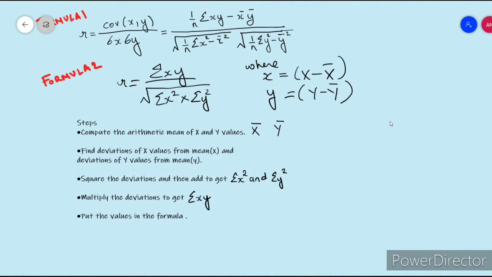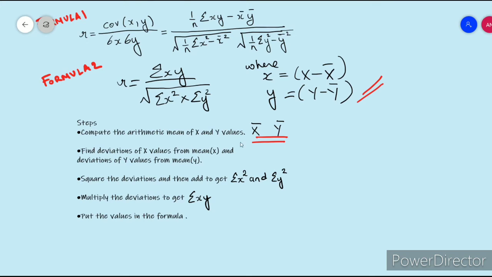So to apply this formula, these are the steps we need to follow. First, we compute the arithmetic mean of x and y values. That is, find x bar and y bar. Then we find the deviations of x values from the mean and the deviations of y values from the mean. In other words, we have to find small x and small y, where small x is nothing but x minus x bar, which is the deviation from the mean of x values, and small y is nothing but y minus y bar, which is the deviation from the mean of y values.